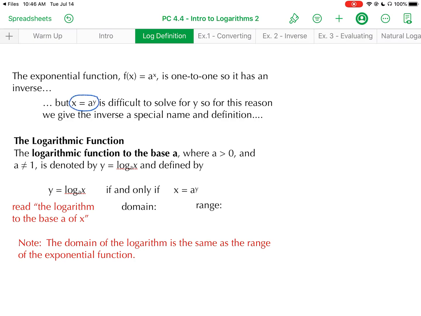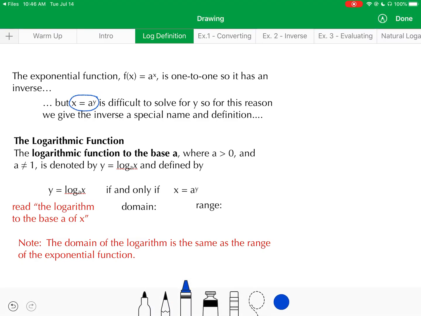Now, if I try to find that inverse, I would switch x and y around, and that would give me this equation, x equals a to the power of y. But then when I go to solve for y, that's difficult to do because y is an exponent here. So for this reason, we give this inverse equation a special name and definition. It's known as a logarithm, okay?